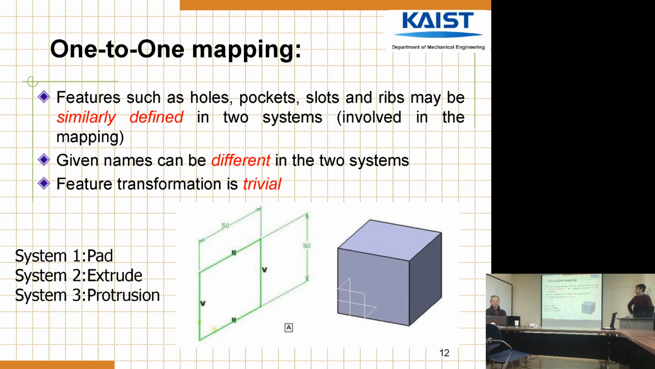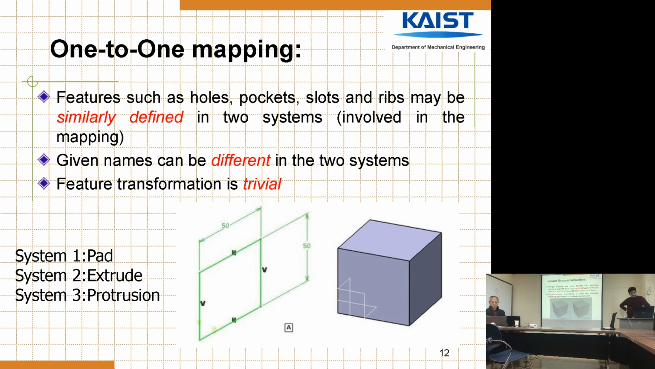For example, I have this example here. One system can say that when you extrude a profile, it names it pad. The other can name it extrude. The other can name it protrusion. But the way this feature is defined is the same. That is one profile, and you add a volume to it. So when we want to take such a feature to the other system, this is easy.